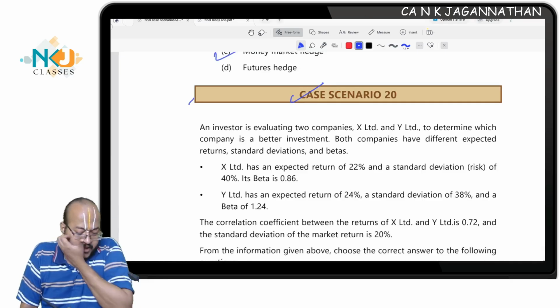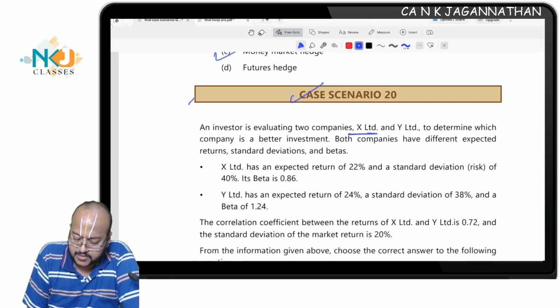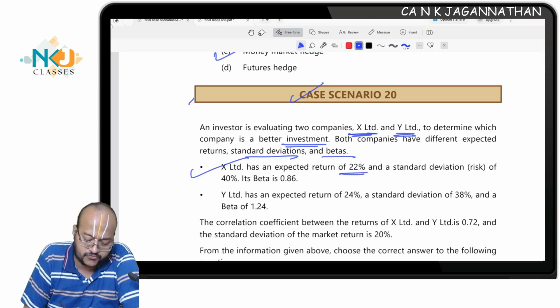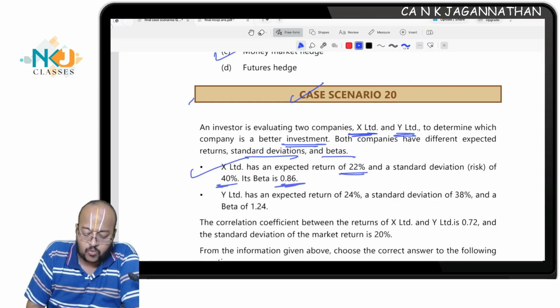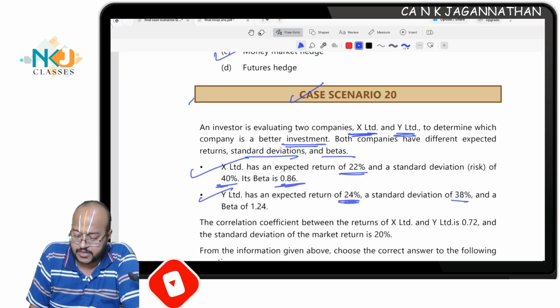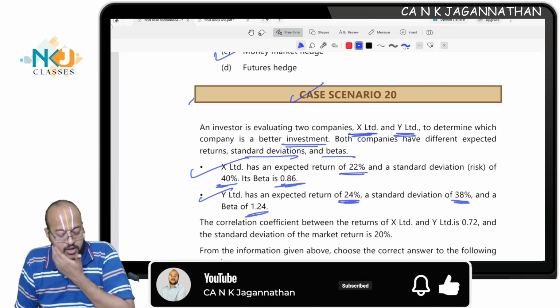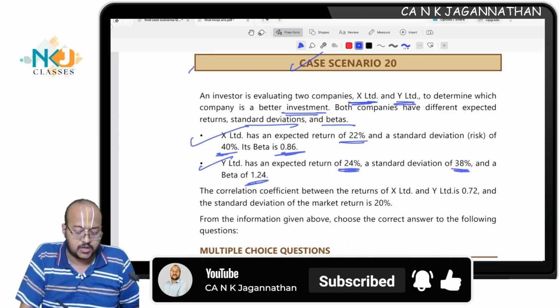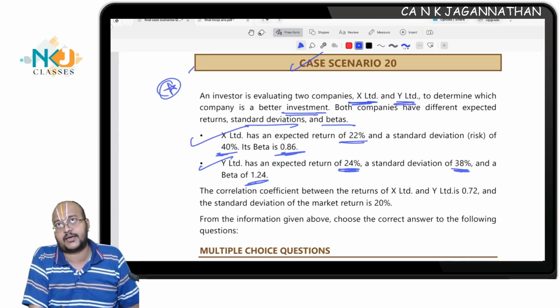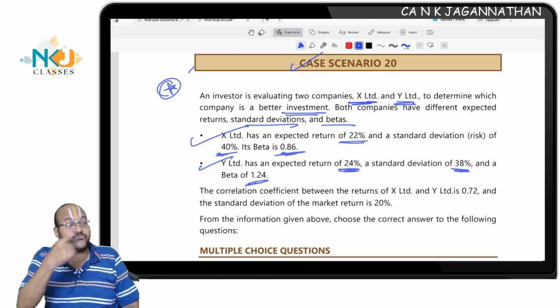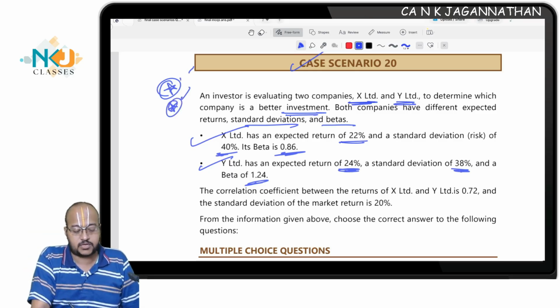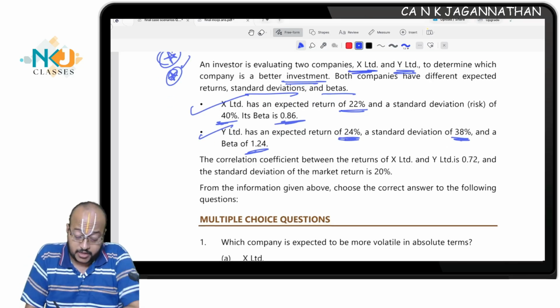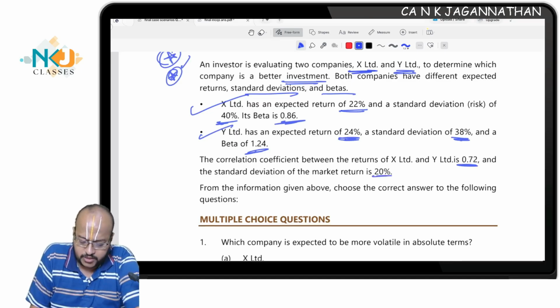An investor is evaluating two companies, X Limited and Y Limited, to determine which company is a better investment. Both companies have different expected returns, standard deviations, and betas. X Limited has an expected return of 22% and standard deviation of 40%. Its beta is 0.86. Y Limited has an expected return of 24%, standard deviation of 38%, and beta of 1.24. This is also a good quality question, regarding coefficient of variation. Now, the correlation coefficient between these two is 0.72 and 20%.